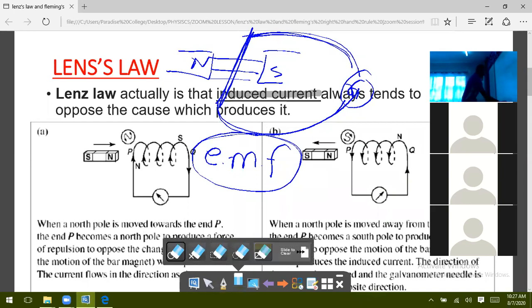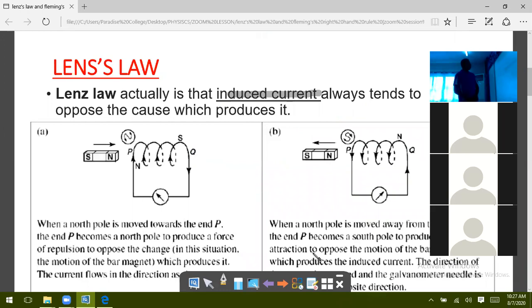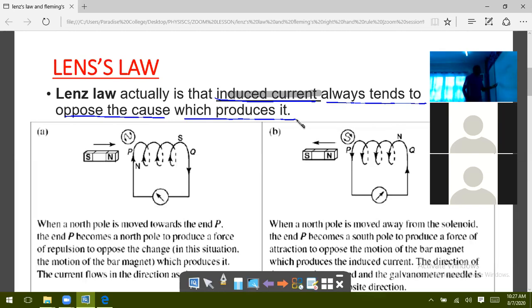Now, Lenz's law is that the induced current always tends to oppose the cause which produces it. What does that mean? It means that when, this time, it's a permanent magnet, not a temporary magnet, and the permanent magnet is moved in and out of this solenoid, the coil here is a conductor.